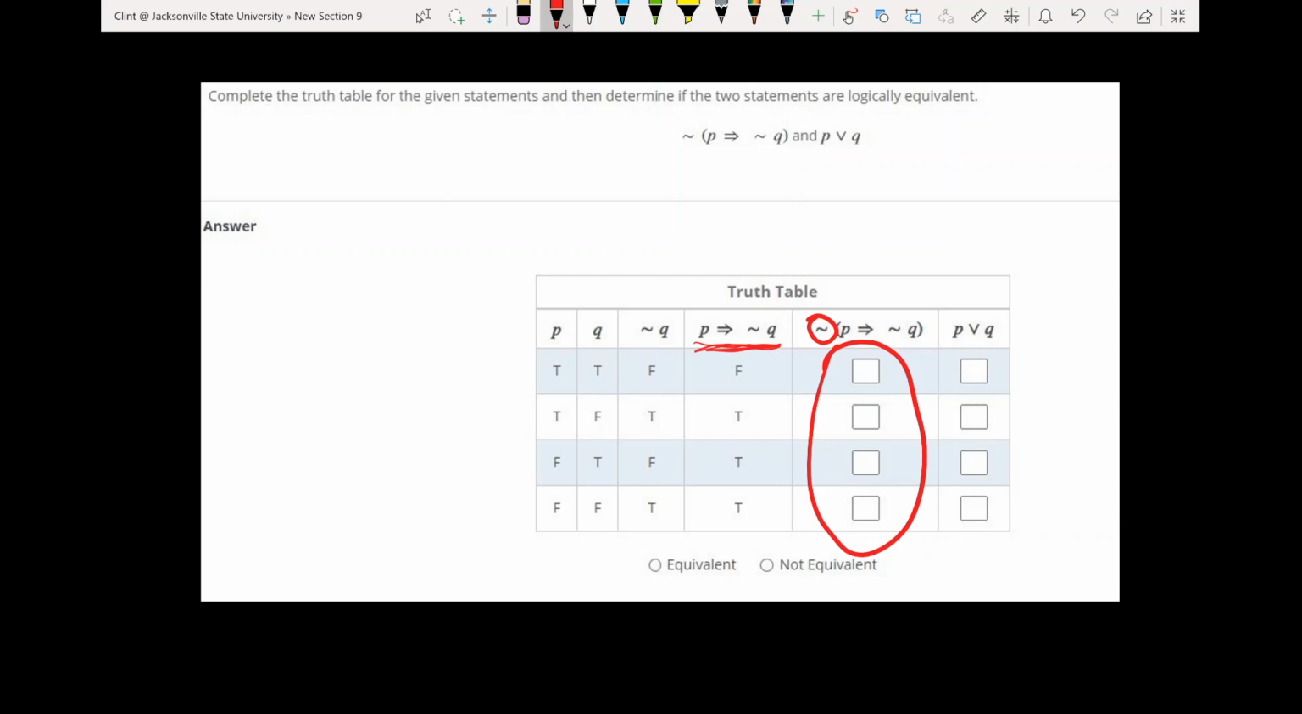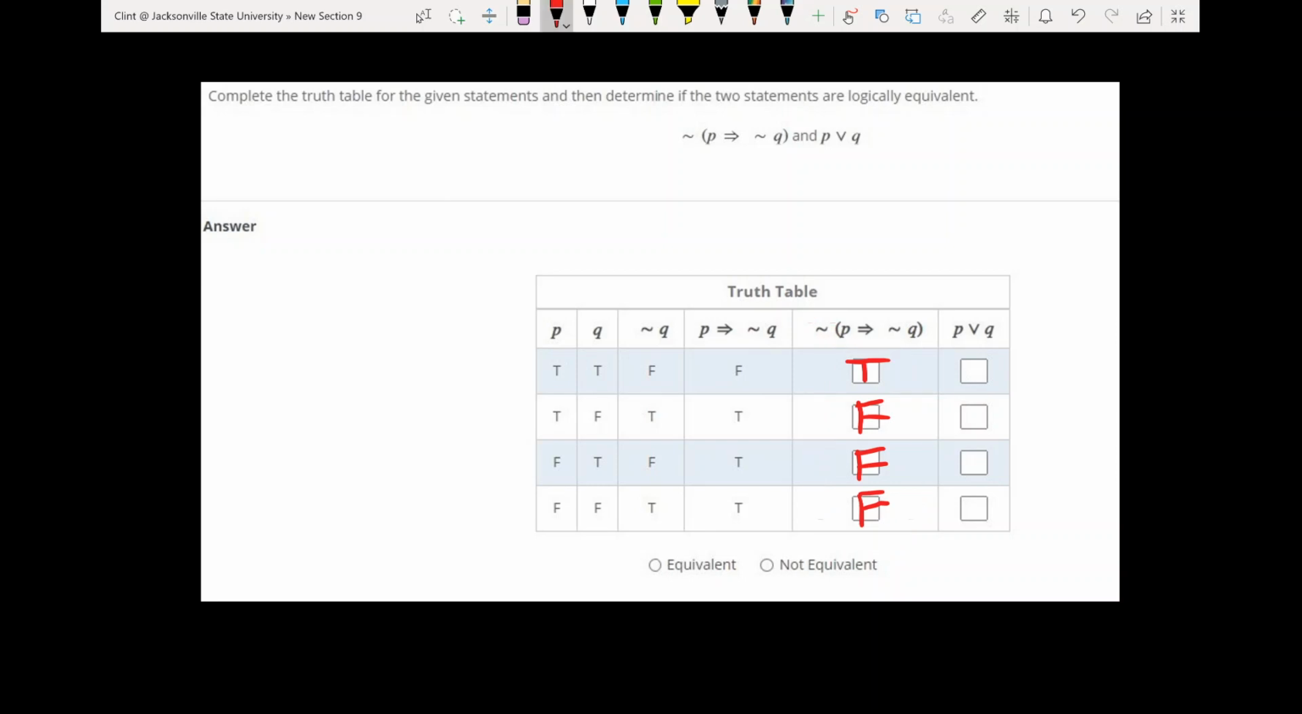So all that means is we look at this column over here, and we want to negate all of those truth values. So that just means we switch it. Here this is false, so it's going to turn into true. This is true, so it turns false. True, so it turns into false. This is true, so it turns into false. Okay? So now we're done with that column.